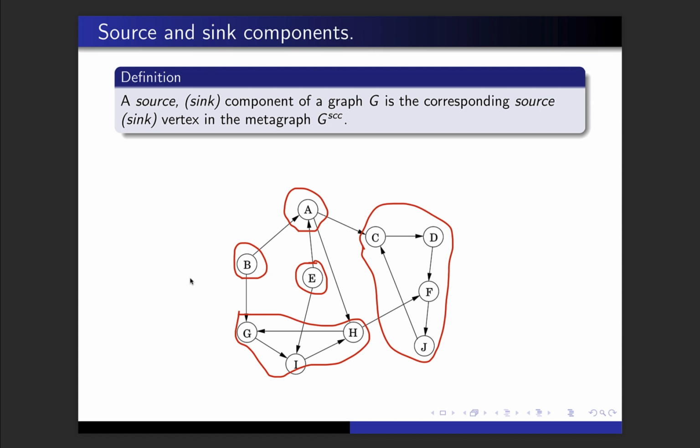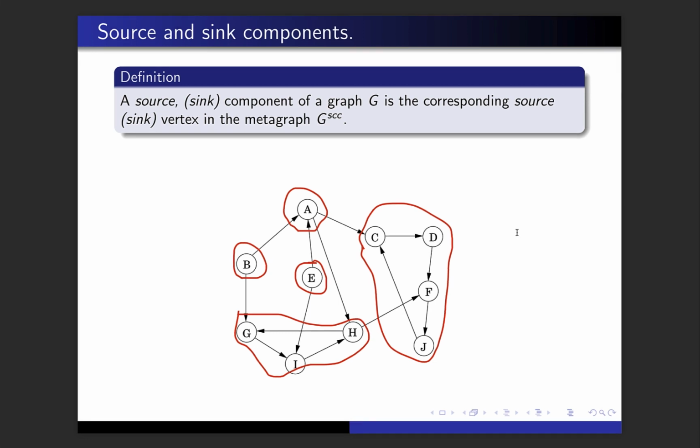It's a sink component if it has only edges coming into it. For example, in the picture of the graph here, the vertices V and E are both source components because edges are coming out of them and only out. The big component made of vertices Z, V, F, and J is a sink component because edges are coming into that component and only into.